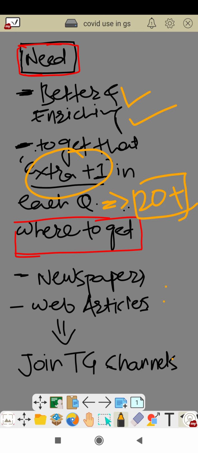The next question is where we can find this value addition content. It can be found in newspapers and web articles, and in order to make your life easier, we have created Telegram channels where we provide you daily value addition content, which can be directly used in your mains papers to make your answers, as I said, better and enriching.